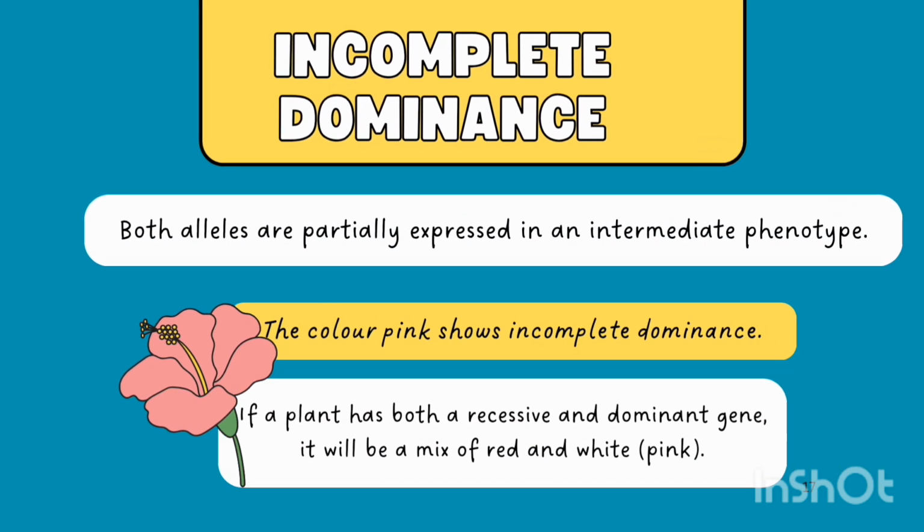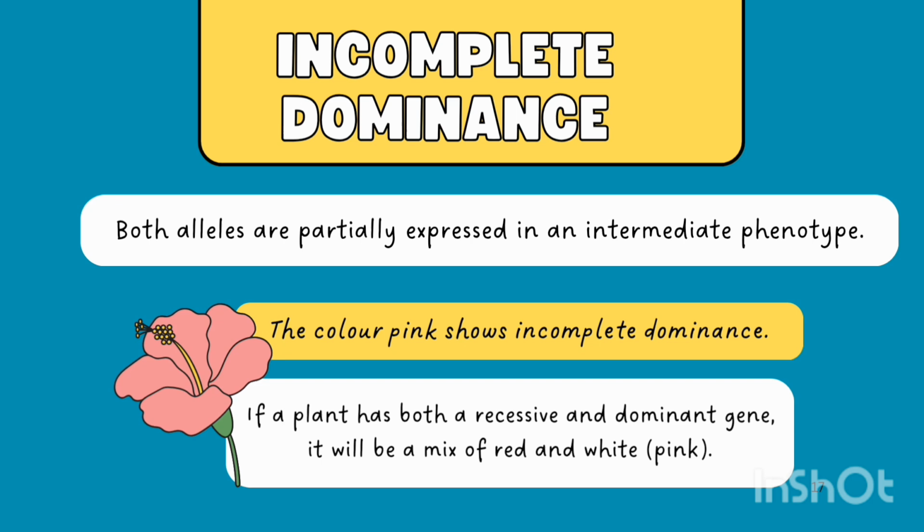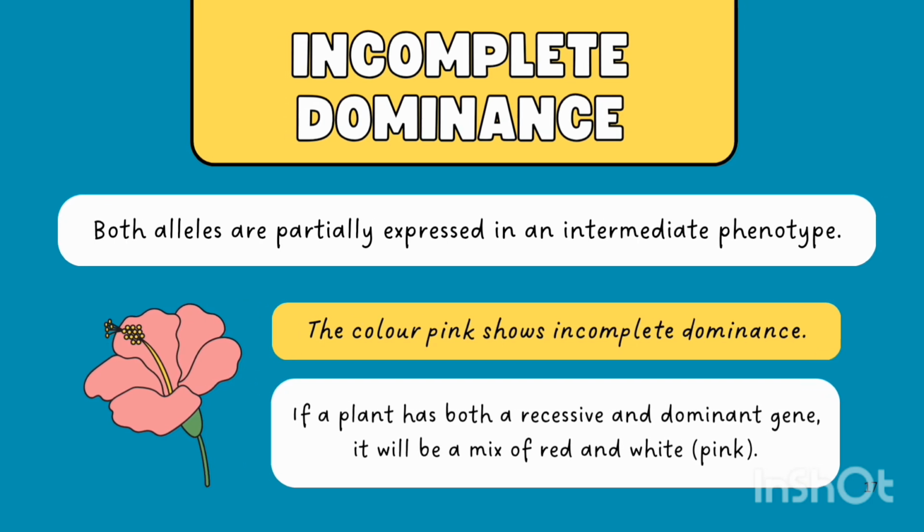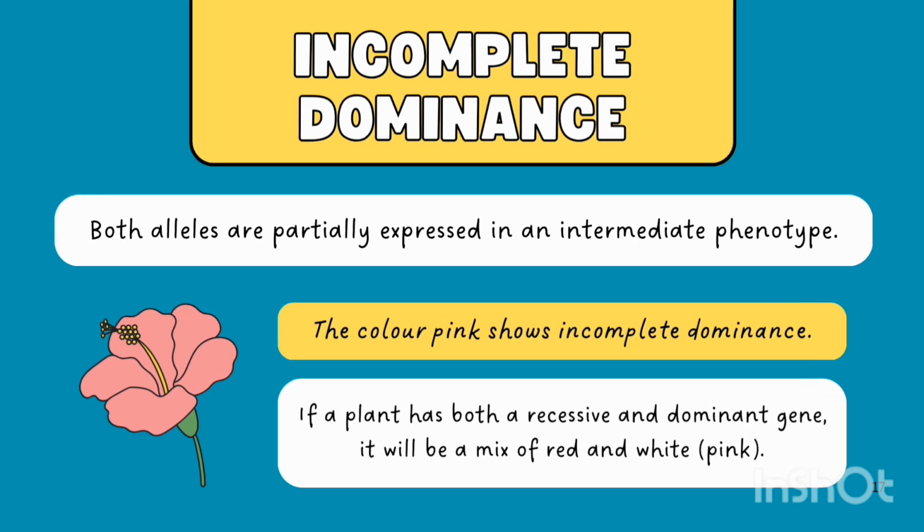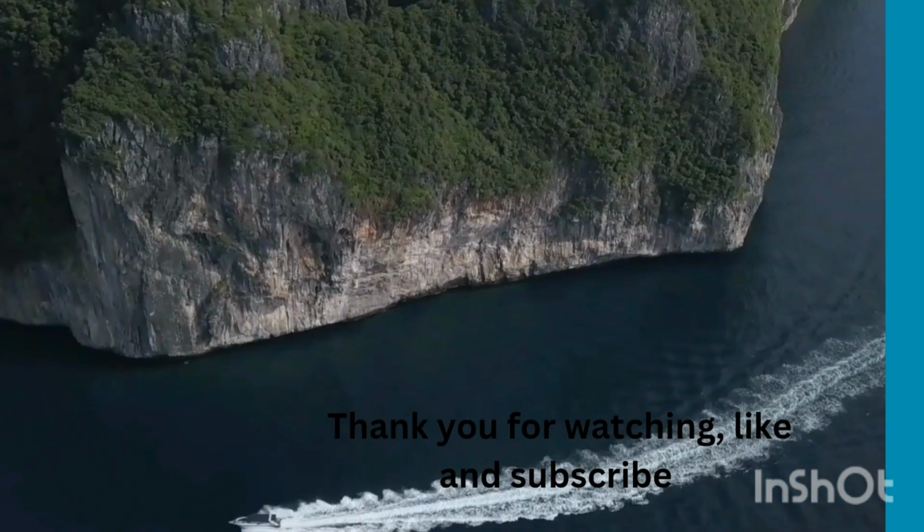In incomplete dominance, both alleles are partially expressed in an intermediate phenotype. The color pink shows incomplete dominance. If a plant has both a recessive and a dominant gene, it will be a mix of red and white color.